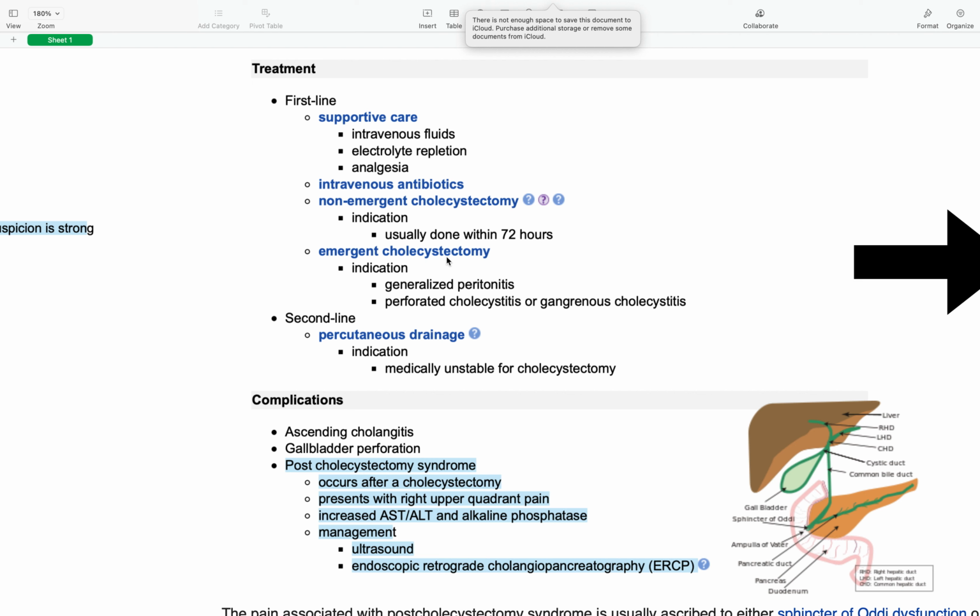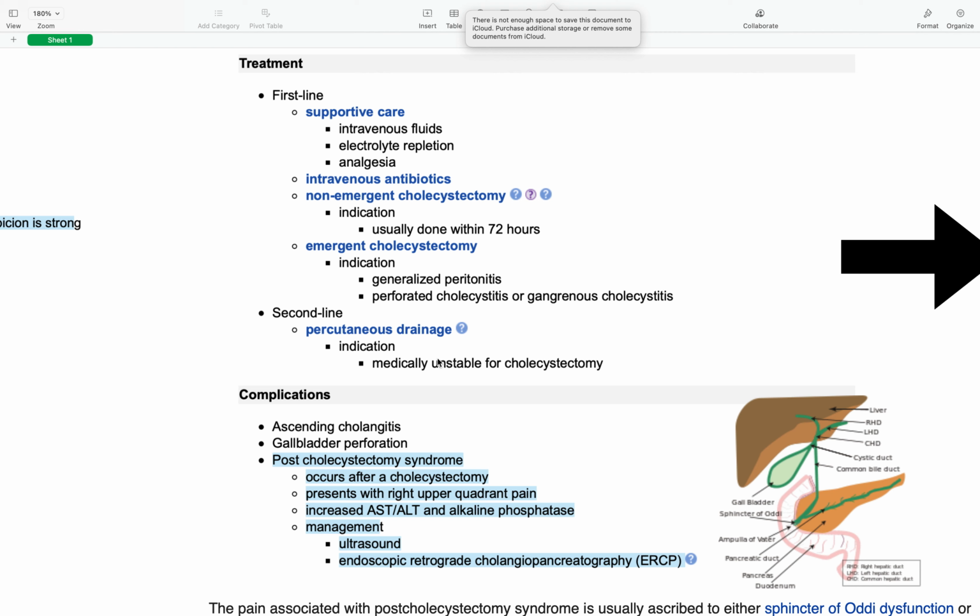Much sooner cholecystectomy, or emergent cholecystectomy, is indicated in case of generalized peritonitis, perforated cholecystitis, or gangrenous cholecystitis. So those are the first line management. If that is not possible, let's say the patient is medically unstable, then percutaneous drainage. This percutaneous drainage is indicated in patients who are very ill. Patients might have an acalculous cholecystitis. That is when you do a percutaneous drainage.